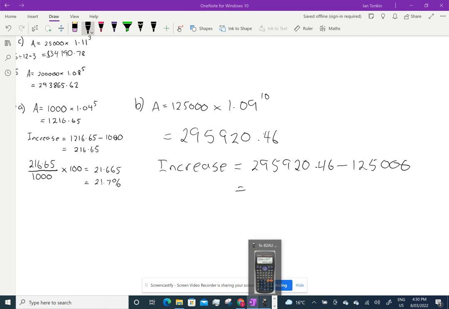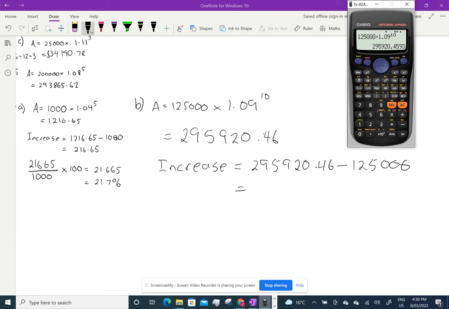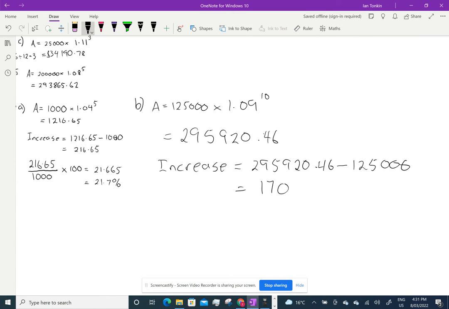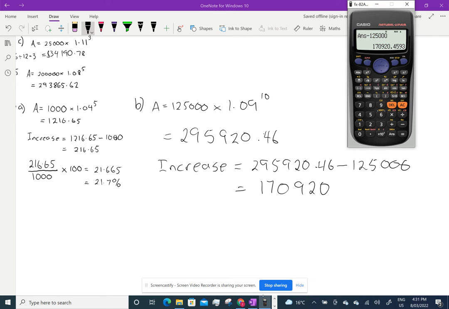And I'll get my increase. So I just take that answer there and I just go minus 125,000. So it's increased by 170,920. 170,920. And how many cents was that? 46.